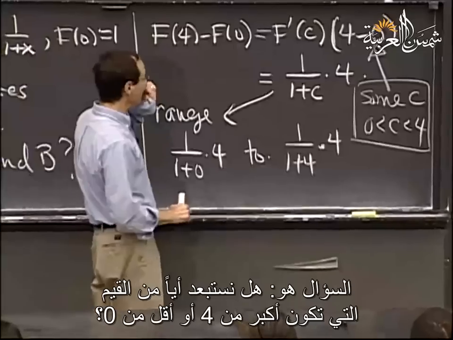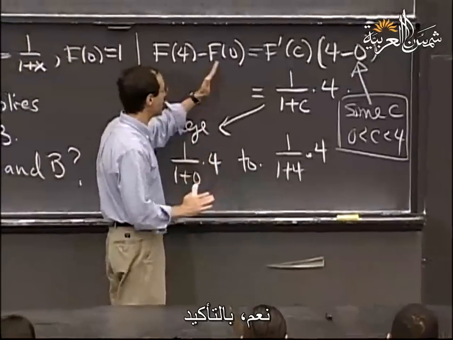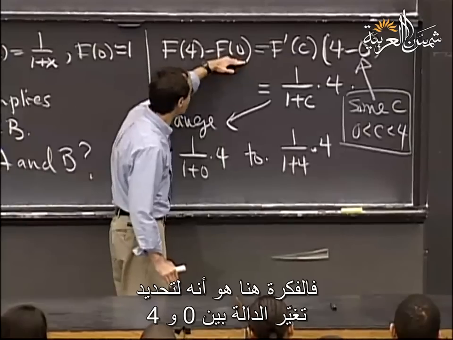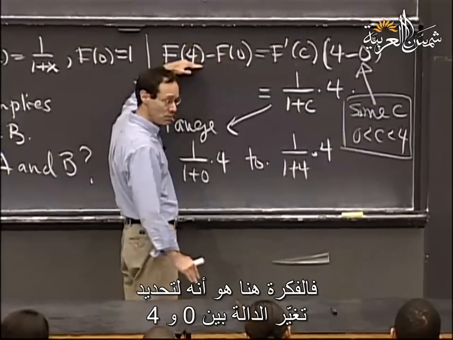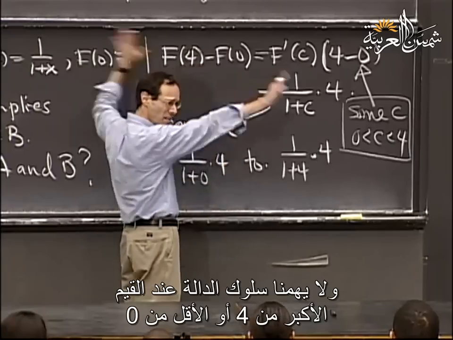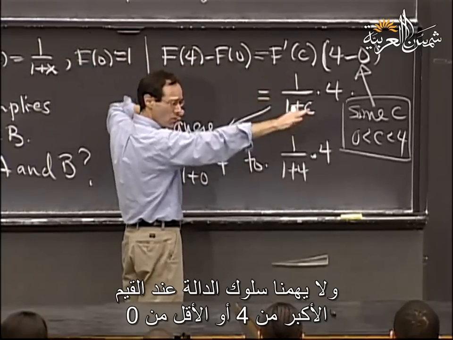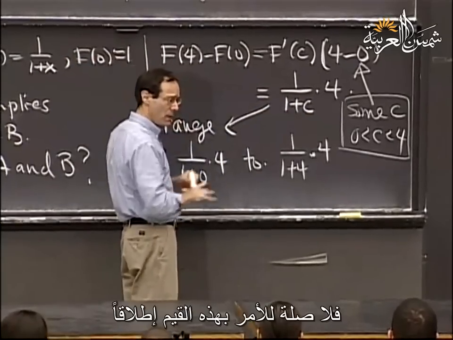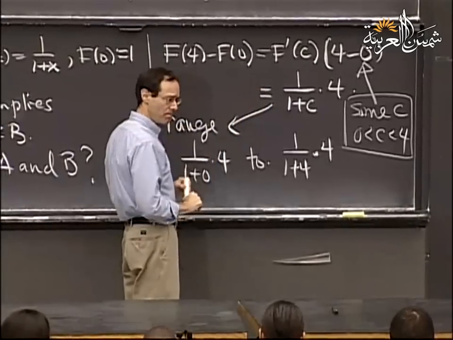The question is, do you exclude any values that are above 4 and below 0? Yes, absolutely. The point is that in order to figure out how capital F changes between 0 and 4, you need only pay attention to the values in between. You don't have to pay any attention to what the function is doing below 0 or above 4. Those things are strictly irrelevant.